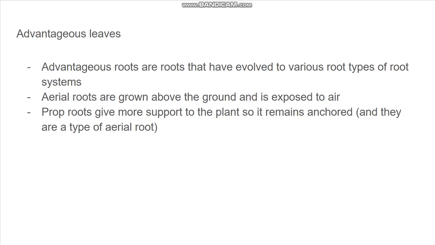And then there are also the aerial roots that grow above the ground, so they are exposed to air, obviously. And the prop roots just give more support to the plant so it remains anchored. And they are also a type of aerial root. So aerial roots are the above-ground part of the plant and exposed to air, and prop roots are just roots that give more support to the plants, remain anchored, and are part of the aerial roots, and then adventitious roots are just roots that have evolved to various types of root systems.